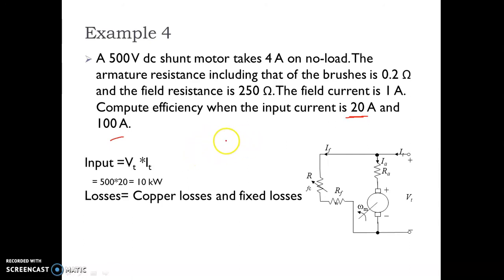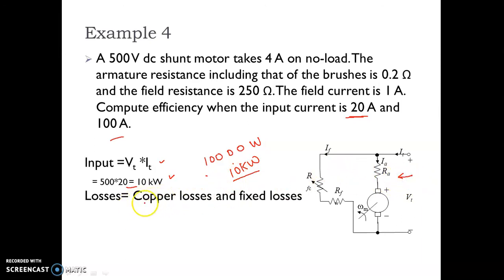We can find it very easily if you have understood whatever I have explained before. The input power you can find very easily. How much voltage is there? 500 volt. For 20 ampere current, first I am taking 20 ampere. So input power will be 500 multiplied by 20, which is 10000 watt. If you convert it to kilo, divide by 1000, so it will be 10 kilowatt. So 10 kilowatt power is input here.